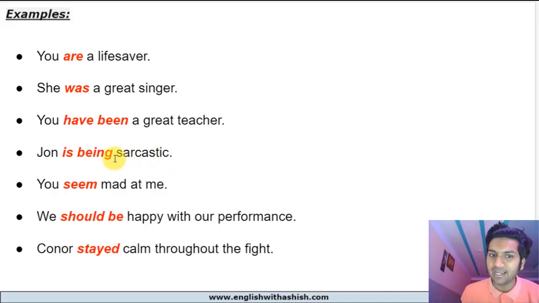But if it's followed by an action verb, in that case, is being is not a linking verb. If I say John is being beaten up outside. Now it's not a linking verb. Is and being are helping verbs here, right? Helping verbs. You seem mad at me. Linking verb, linking the subject to its complement mad. You seem mad.